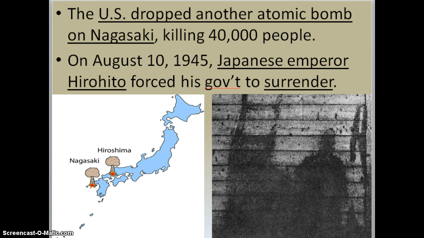You could see here on the map where those two cities are in Japan, and the picture on the right, those are actually the burnt-in outlines of two people sitting. And that was what was left burnt into the side of a building, is their ashes, because they were so close to the atomic bomb, it just vaporized them.